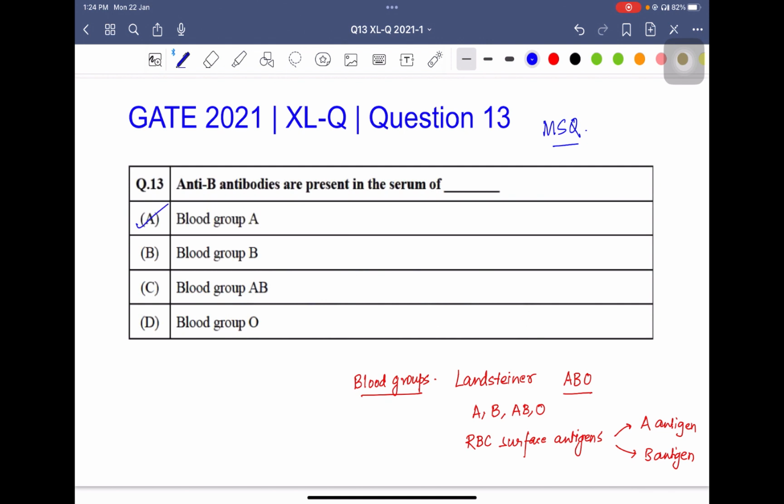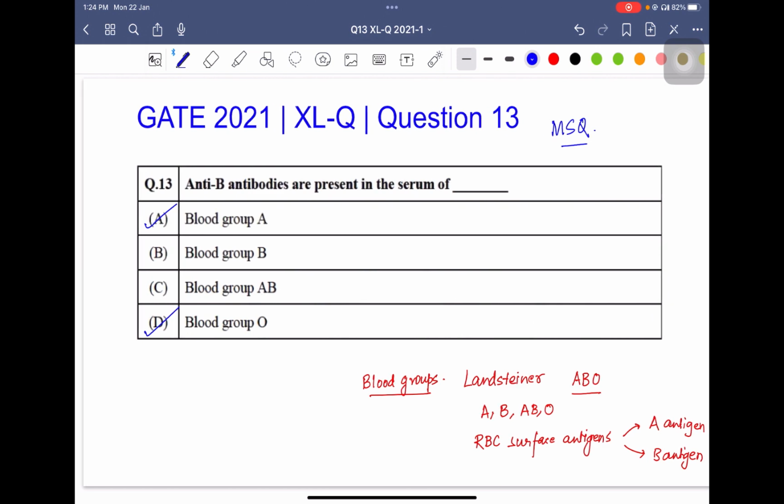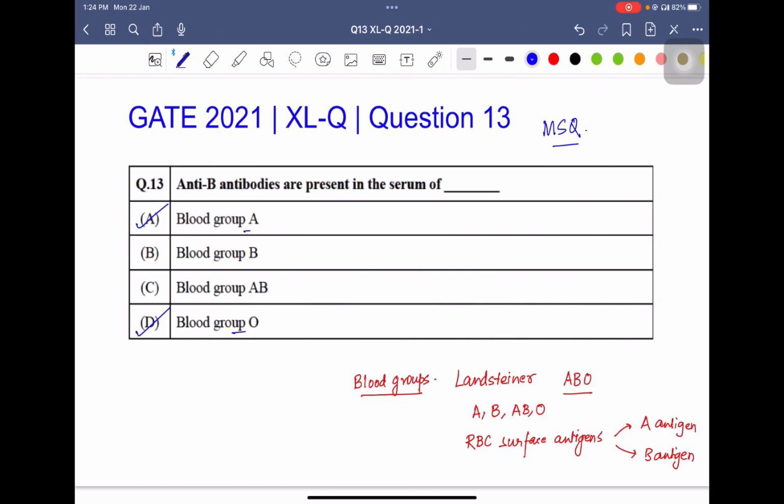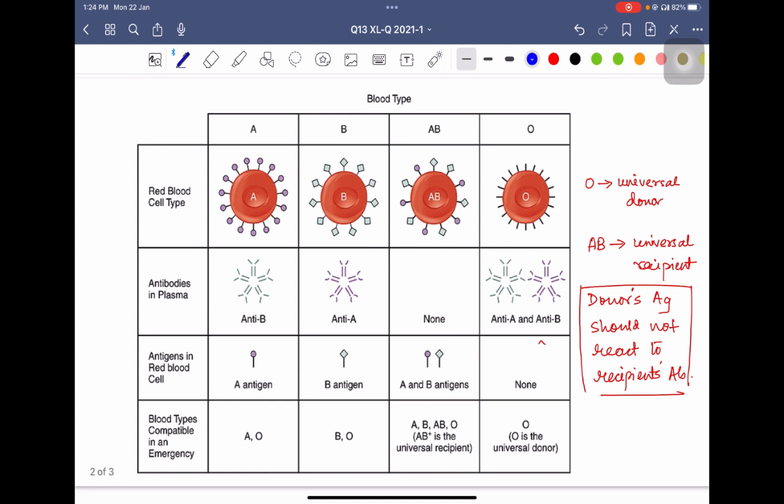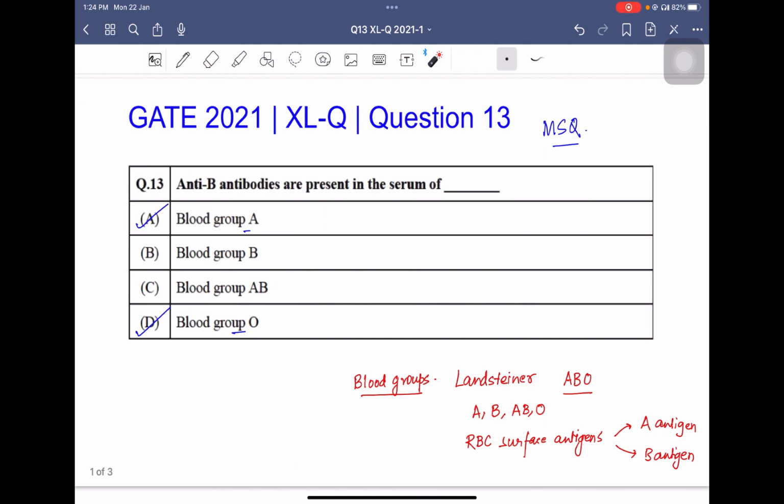And the other one is blood group O. Blood group O does not contain any antigen, neither A nor B. So anti-B antibodies will be present in blood group A and also blood group O. Check it here also again. Anti-B antibodies are present in blood group A and blood group O. Right? So our correct options are option A and D. And that's it. Thank you.